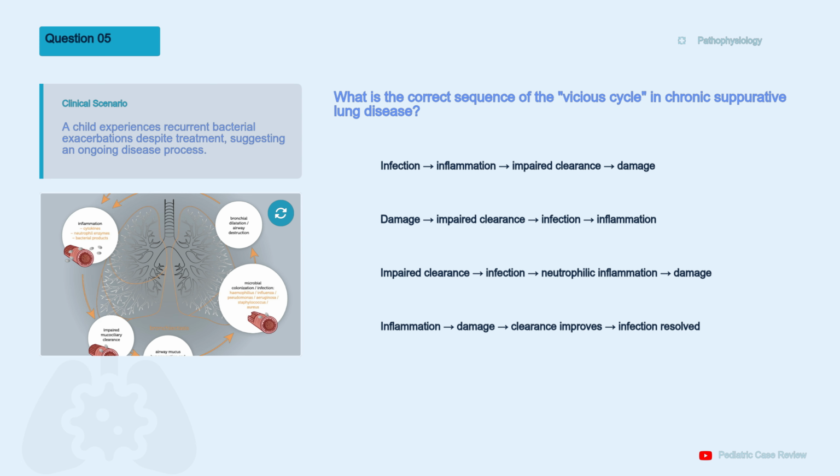What is the correct sequence of the vicious cycle in chronic suppurative lung disease pathophysiology? Option A, infection leads to inflammation, then impaired clearance, then damage. Option B, damage leads to impaired clearance, then infection, then inflammation. Option C, impaired clearance leads to infection, then neutrophilic inflammation, then airway damage. Option D, inflammation leads to damage, clearance improves, infection resolved. Understanding the vicious cycle is fundamental to comprehending disease progression and identifying therapeutic targets. Each step in this cycle perpetuates the next.